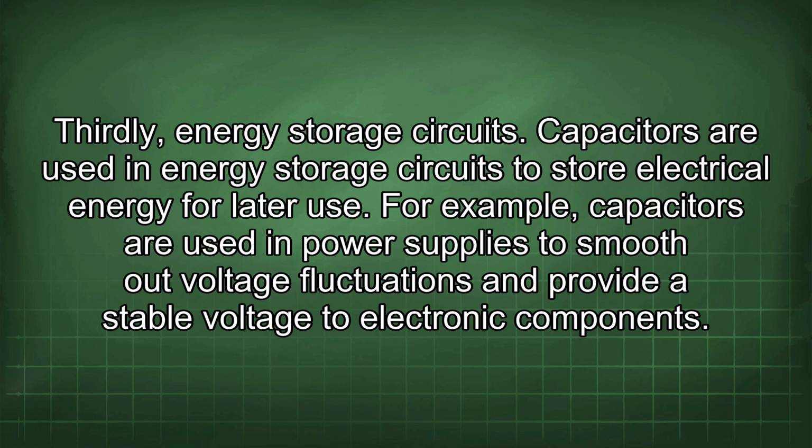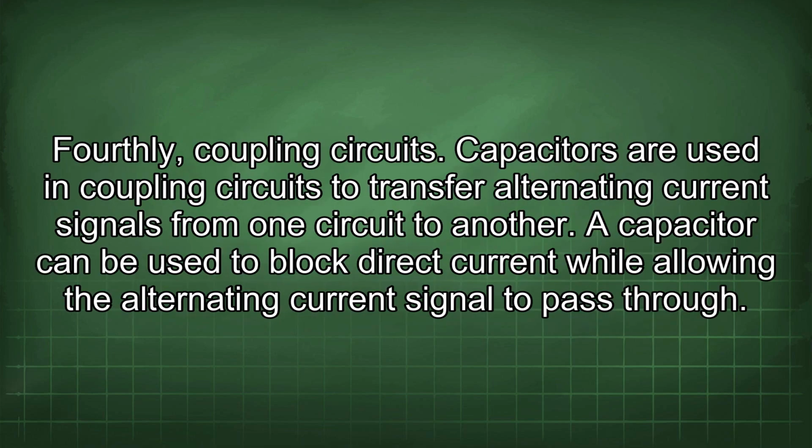Thirdly, energy storage circuits. Capacitors are used in energy storage circuits to store electrical energy for later use. For example, capacitors are used in power supplies to smooth out voltage fluctuations and provide a stable voltage to electronic components. Fourthly, coupling circuits. Capacitors are used in coupling circuits to transfer alternating current signals from one circuit to another. A capacitor can be used to block direct current while allowing the alternating current signal to pass through.